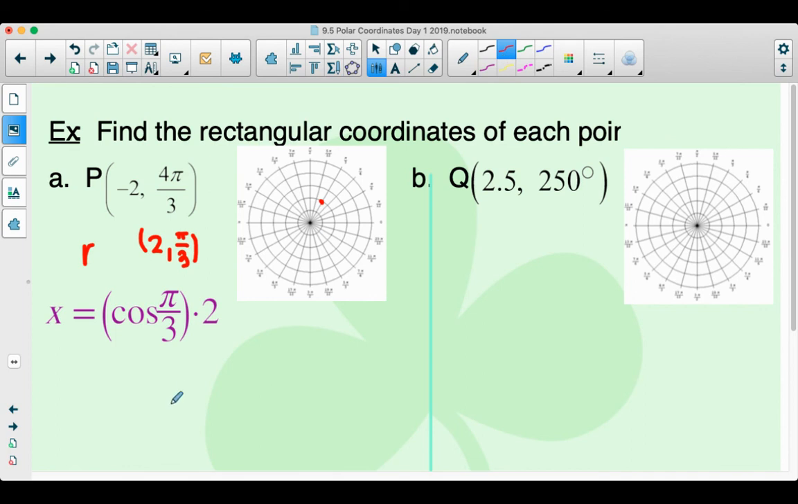So cosine of pi thirds, of course, is 1/2. So we've got 1/2 times our R value of 2. That means our X value is 1. We're going to try that for our Y. We're going to have our R value times the sine of pi thirds.